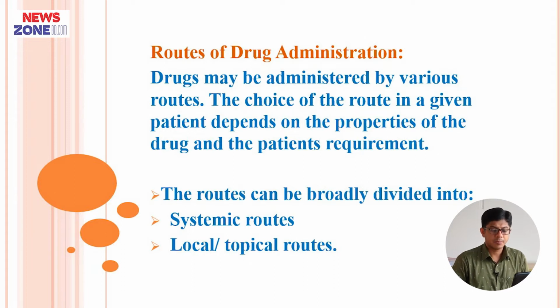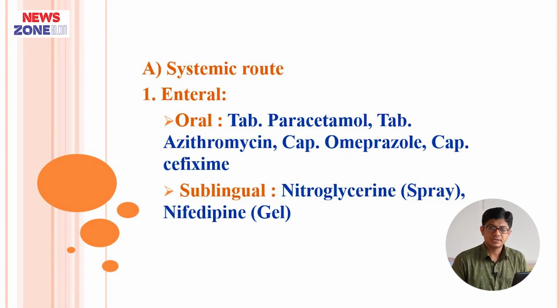The routes can be broadly divided into two ways. There are systemic routes and topical or local routes. Systemic routes include enteral route and parenteral route, and under enteral route drugs can be given in oral route, sublingual route, buccal route and rectal route.